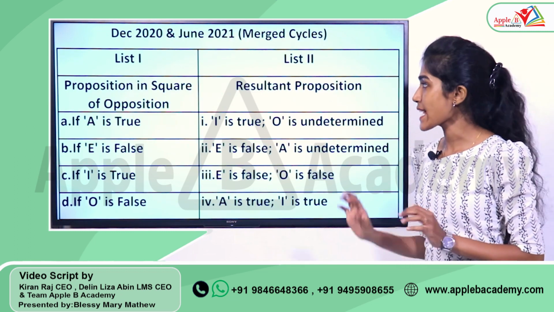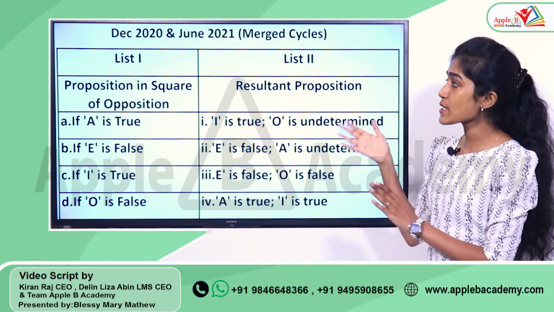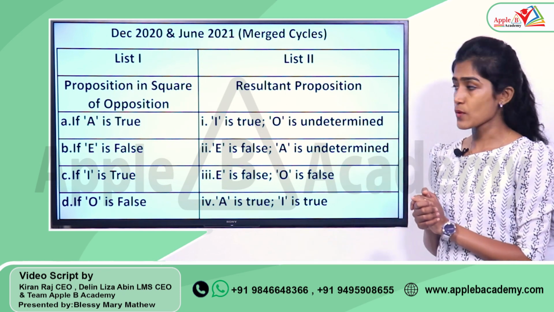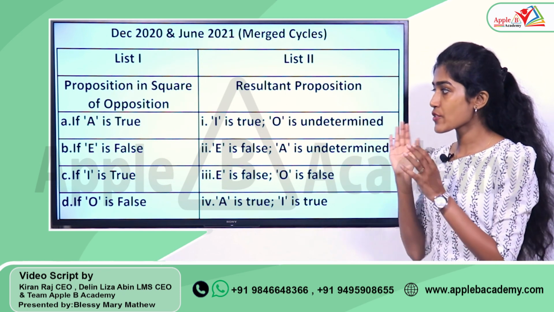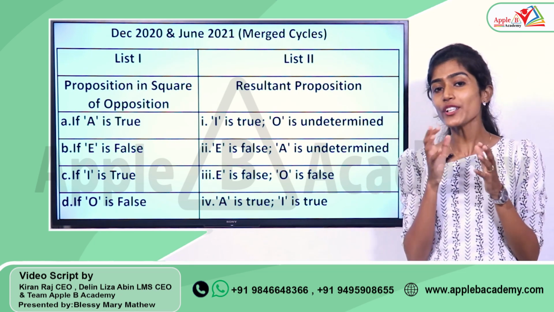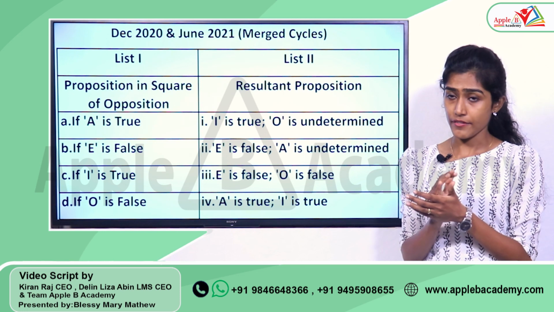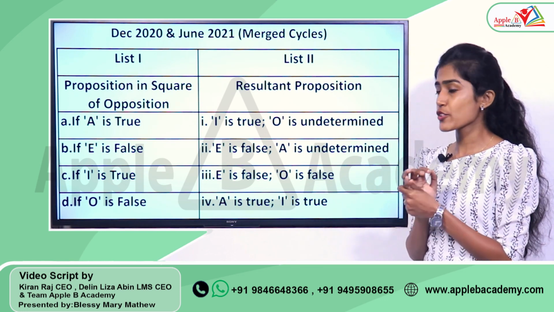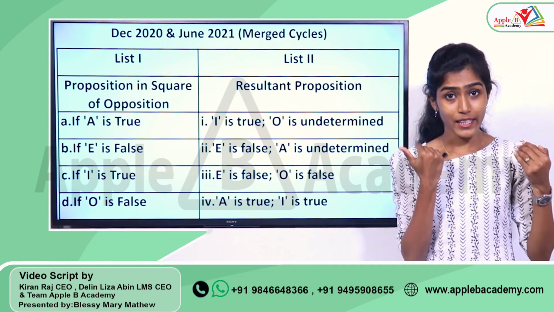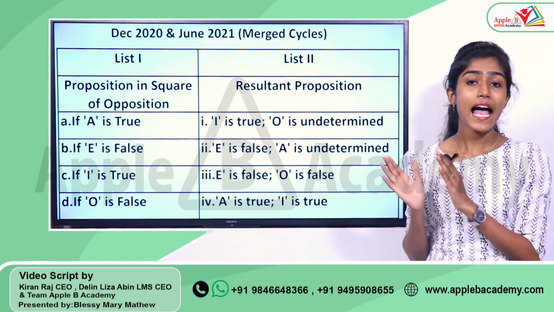I have just taken a sample question. This is how you can expect match the following questions from square of opposition. In list 1, you will have the different propositions, and in list 2, you have the resultant propositions as well. In list 1, we have: if A is true, if E is false, if I is true, and if O is false. What you need to do here is identify that A is universal affirmative. If the universal affirmative proposition is true, then what will be the condition of the universal negative, particular affirmative, and particular negative propositions? If you have that kind of an idea, you can answer these kinds of questions.